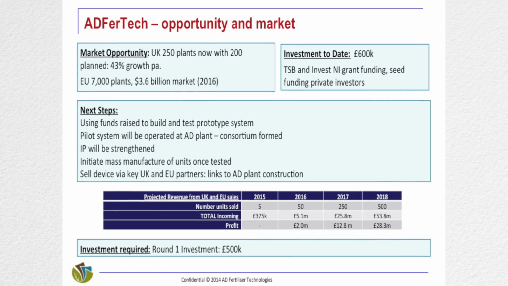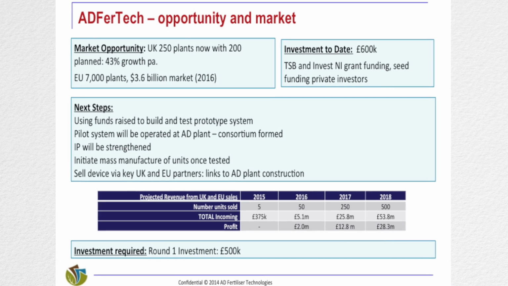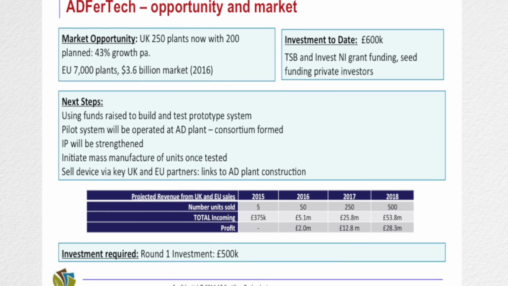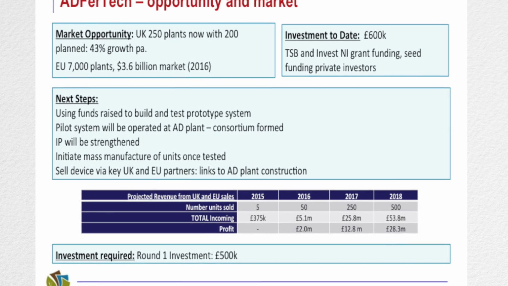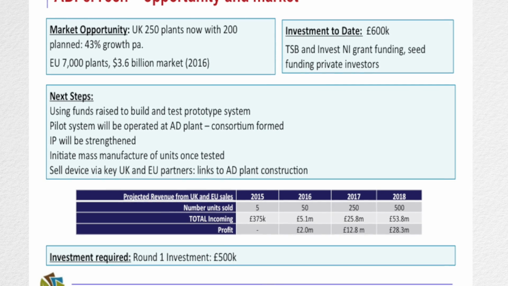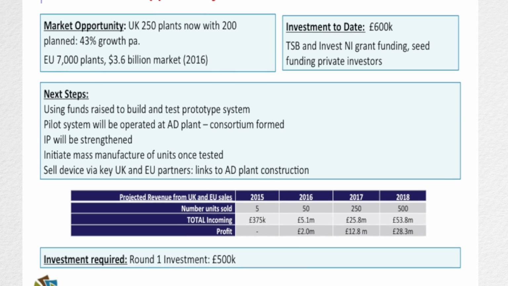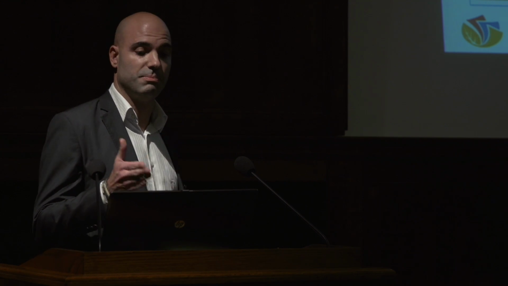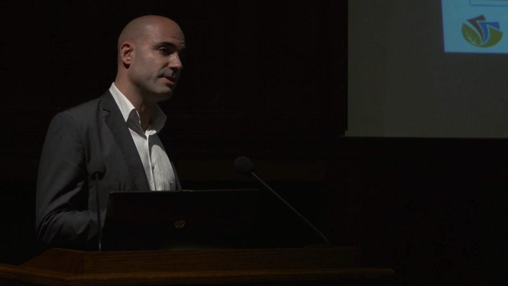So the opportunity at the moment, well, the UK's got about 250 AD plants at the moment. About 200 are in planning at this point in time. Last year saw 43% growth in this industry. Europe, on the other hand, has 7,000 plants, and this is a $3.6 billion market, which is really growing. So you can also see the opportunity to have one of these devices fitted onto all these plants. We've been very fortunate with funding. We've won a fully funded Greenius Award from the TSB, as well as had Invest Northern Ireland grant funding.